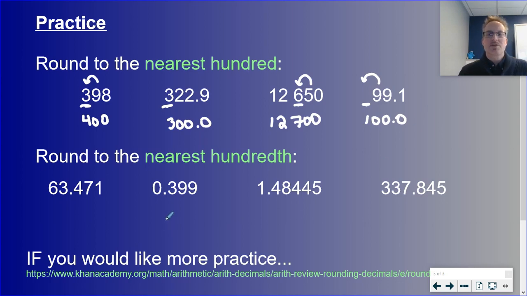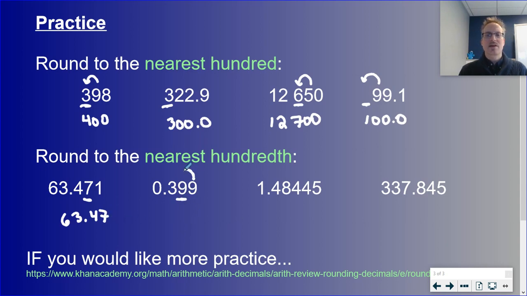Now, we're going to do 4 more. Instead of rounding to the 100 this time, we're going to round to the 100th. So again, 10th, 100th, I'm going to underline this place value. A 1 is below 5, so I'm not going to round up. So this is going to be 63.47.